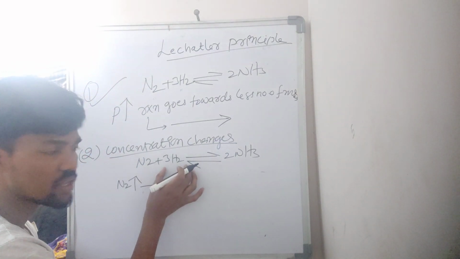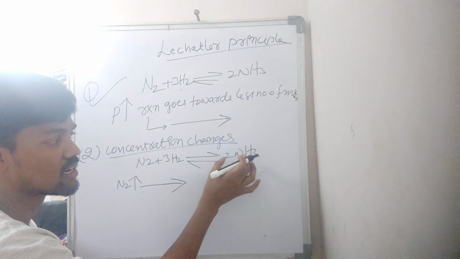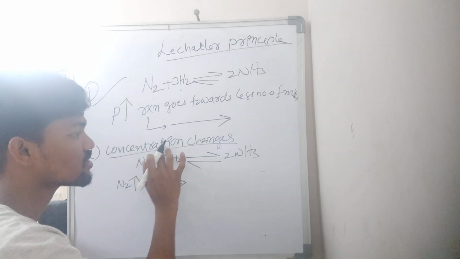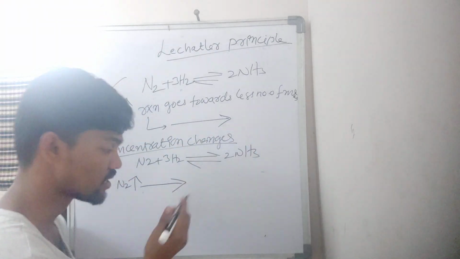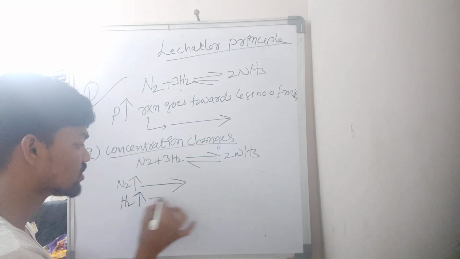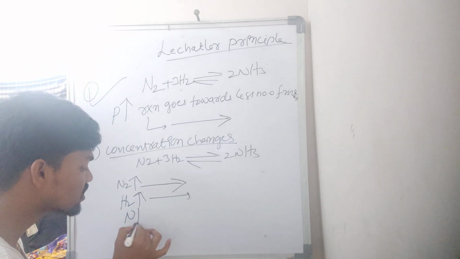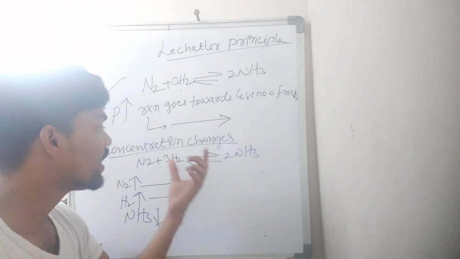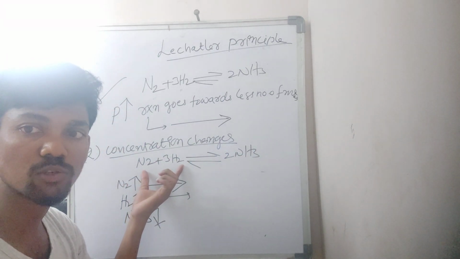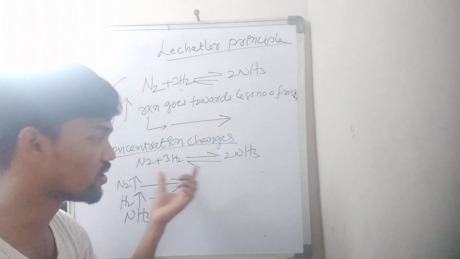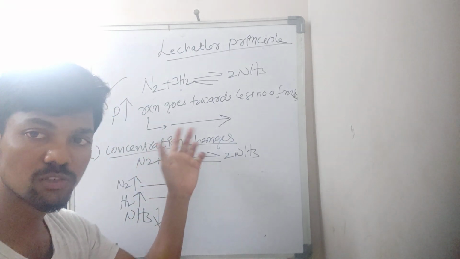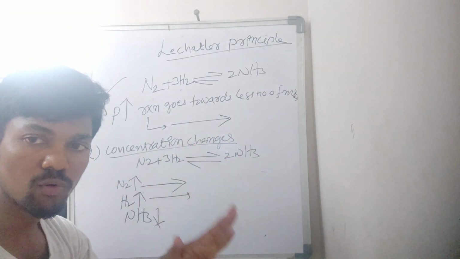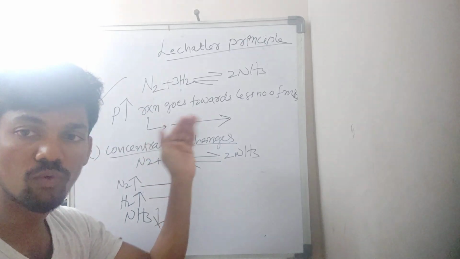Same here. If H2 concentration increases, here the H2 concentration is less, so it should shift toward the forward reaction. H2 concentration increases, forward reaction. Here the NH3 concentration decreases. If NH3 concentration decreases, it means N2 and H2 concentration is more. To balance this, the concentration should shift toward this side. So here we have to give the reaction towards the forward reaction.